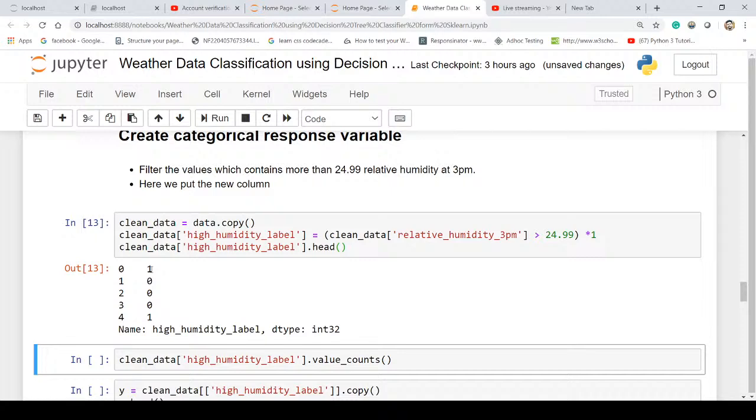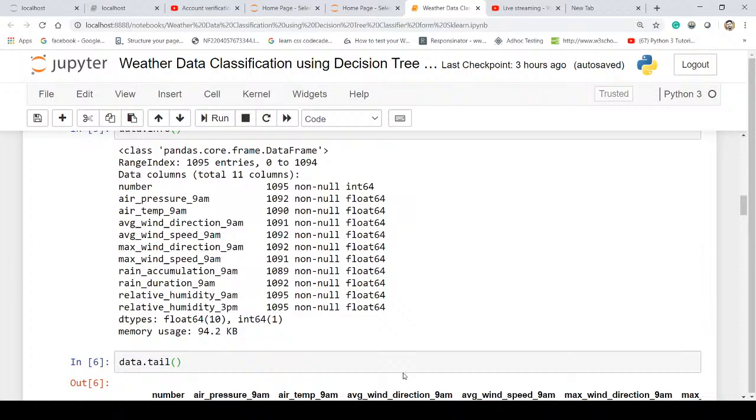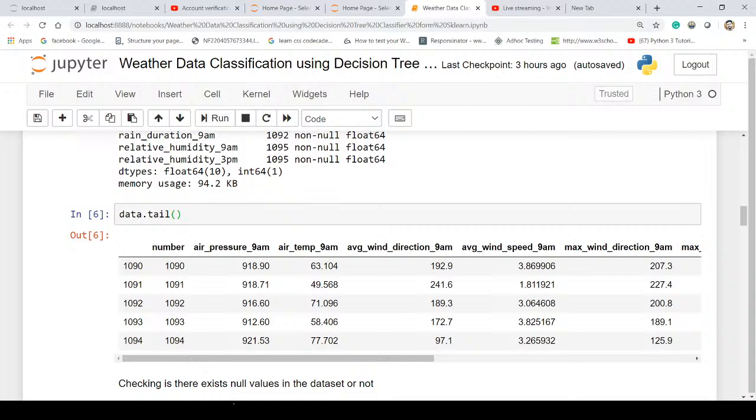If you again have a look at the first four data, say 51, which is more than 24, and here, okay, it doesn't make sense. What I'll do is I will just show you this data, just for a second.